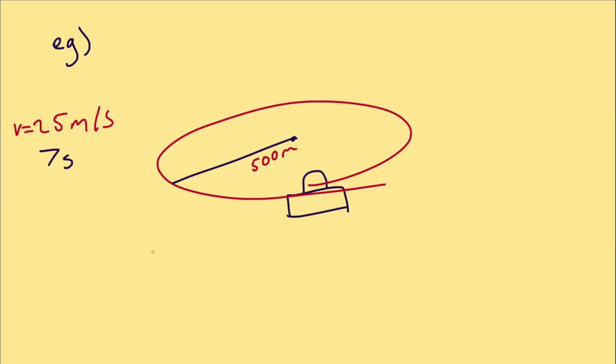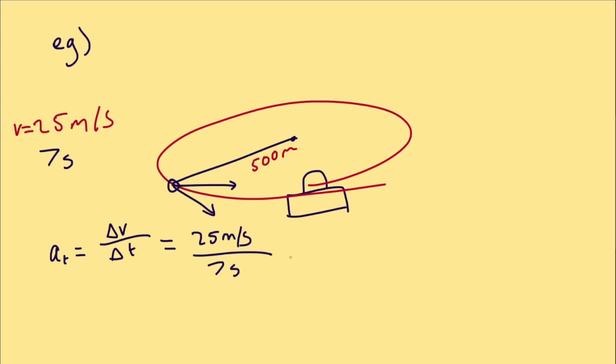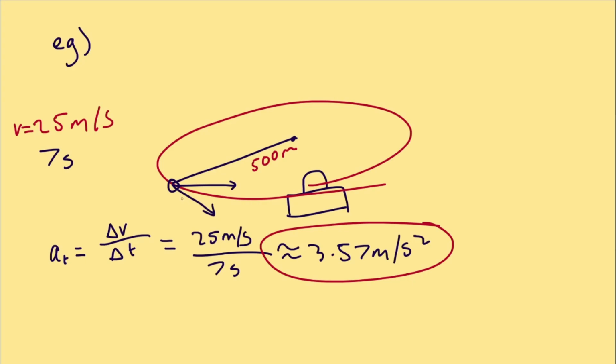Now here I'm going to introduce you to the formula for tangential acceleration, which is A_T equals delta v over delta t. This may look familiar. This is from the very beginning of physics, the simple acceleration formula. So if our drone is here and it's accelerating like this, we can find this component, the tangential acceleration, with this formula. The change in velocity is 25 meters per second and the change in time is 7 seconds. This gives us roughly 3.57 meters per second squared. Okay, great. That is the tangential acceleration of our drone.